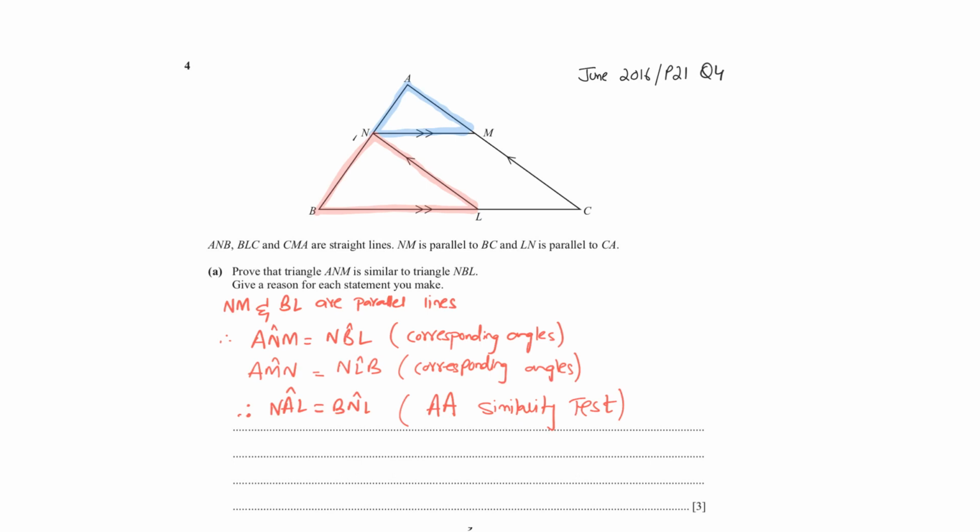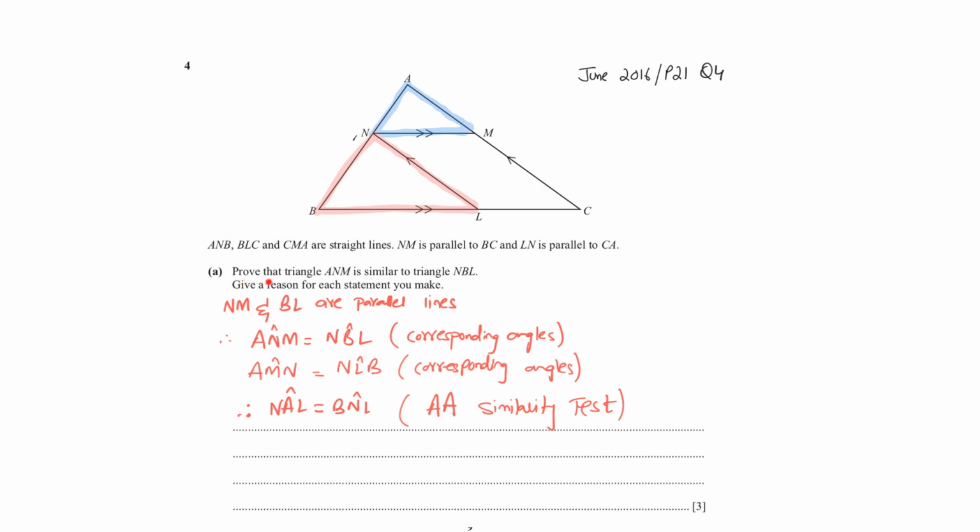Okay guys, now I have already solved this question for you. I'll go over the solution and try to explain it in detail. A and B, BLC and CMA are straight lines. NM is parallel to BC and LN is parallel to CA. So they have given you this, that NM is parallel to BC and LN is parallel to CA.